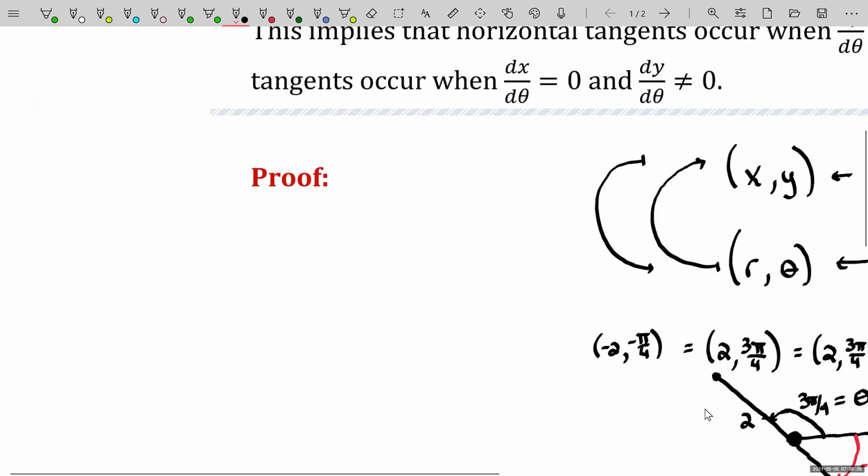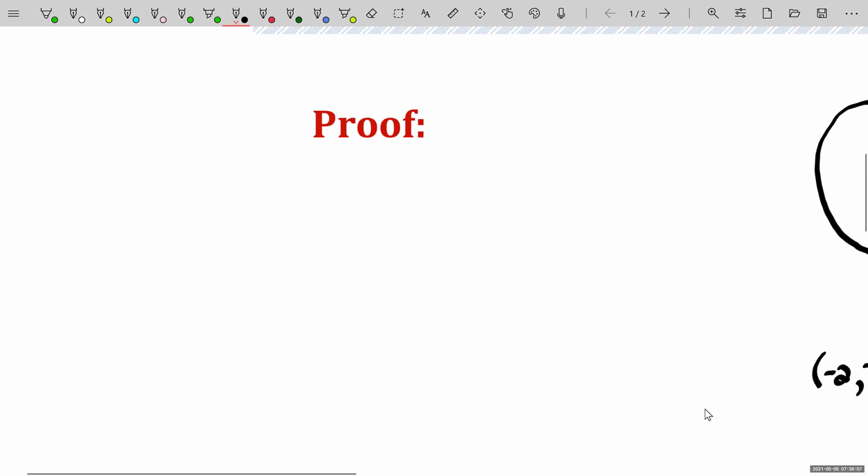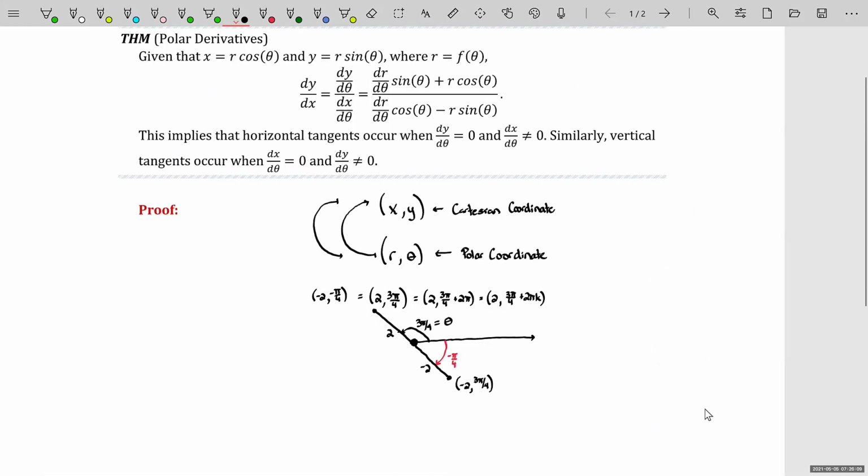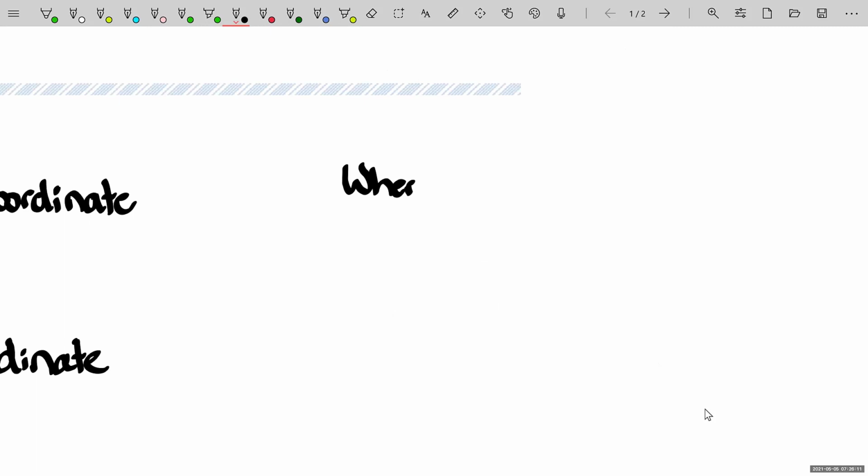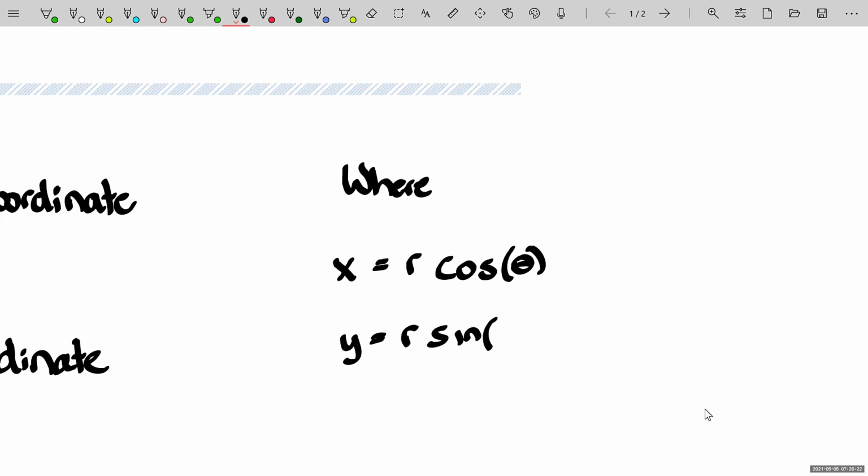So this is not the proof. I'm just using the space. Actually, I'll just use it off to the right here. I'll say where x is going to be r cosine of theta. Y is going to be r sine of theta.